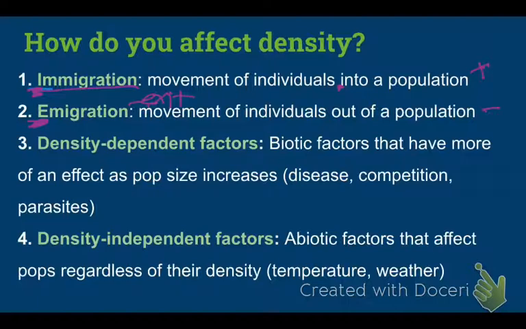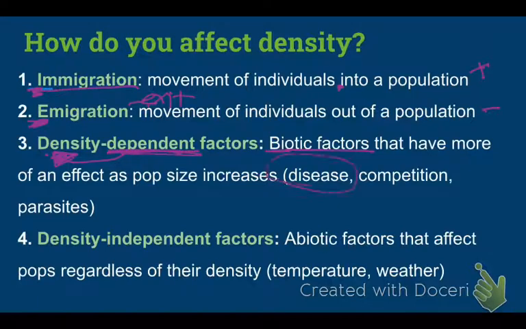So when we are looking at a density-dependent factor, we are looking at something that depends on the density. So this depends on what the density is in terms of how big of an effect it's going to have on the population. These types of things are typically biotic. Remember, bio means life, so biotic factors are living things. And so these living things have a larger effect on the population as the size gets bigger, because that means the density goes up.